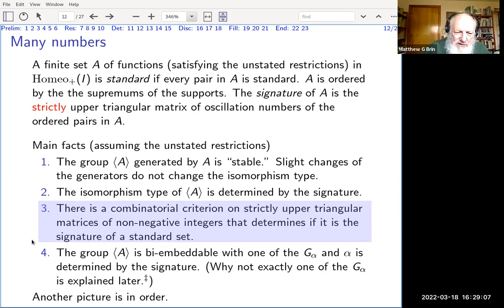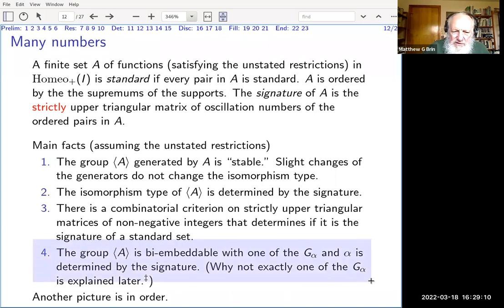And all of the groups that you get by these pairwise standard collections are bi-embeddable with our G alphas. They're not necessarily all of them G alphas. Every G alpha is one of these pictures. Not every one of these pictures is a G alpha, and I can explain it now or later. I'm sort of tempted to explain it now.